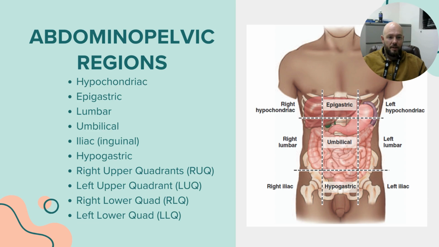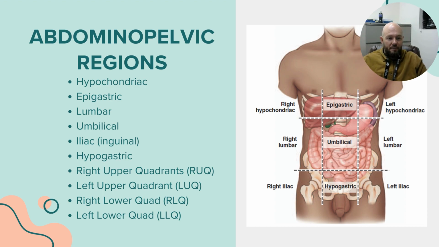Epigastric is in the middle, in the top, above the umbilical area. The umbilical area here, you talk about your umbilicus or your belly button. This whole area around your belly button is the umbilical region. So above that is your epigastric region. And then you have your right and left lumbar. Those are to the right and left of the umbilical region.